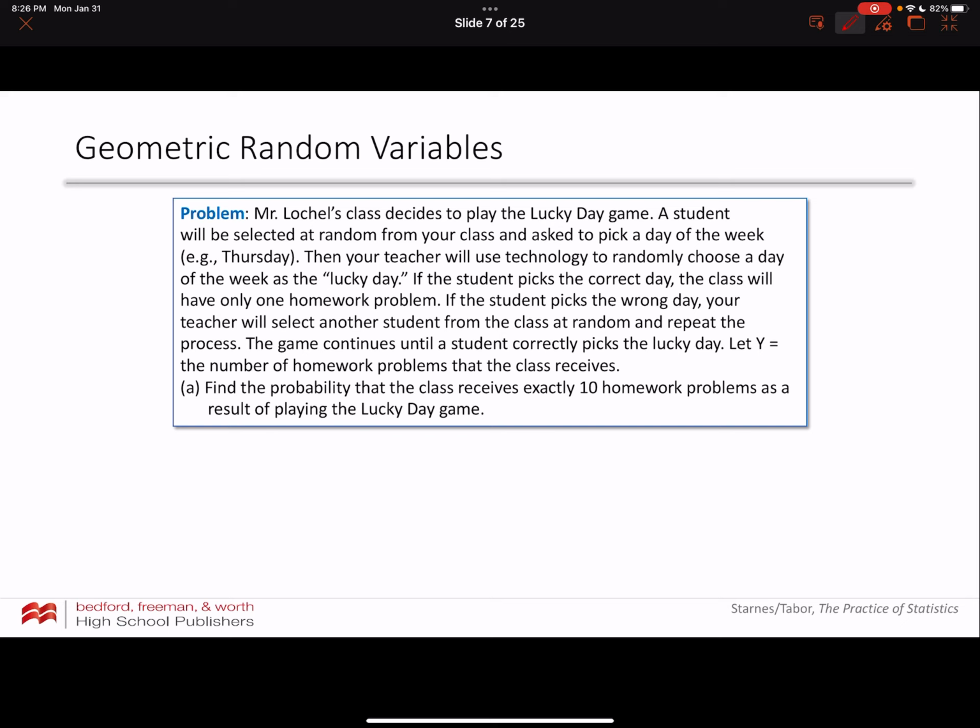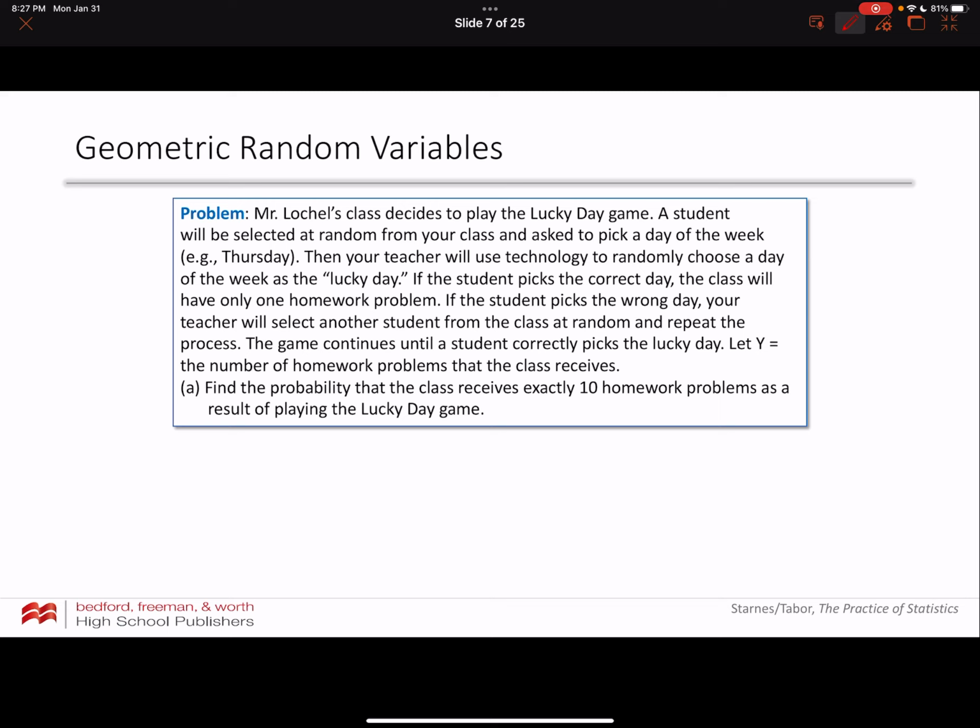If the student picks the wrong day, your teacher will select another student from the class at random and repeat the process. The game continues until a student correctly picks the lucky day. So Y is the number of homework problems that the class receives. Find the probability that the class receives exactly 10 homework problems as a result of playing the lucky day game.